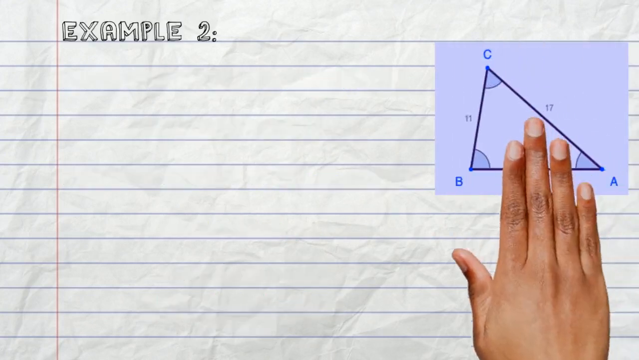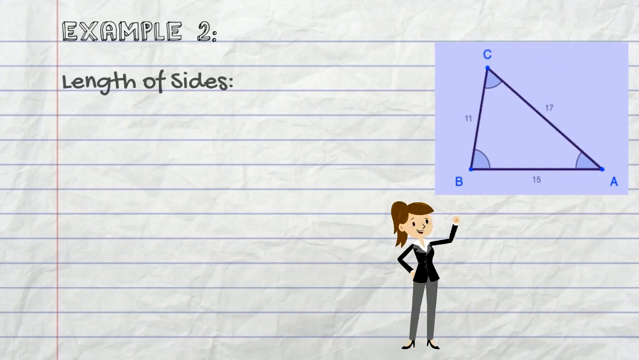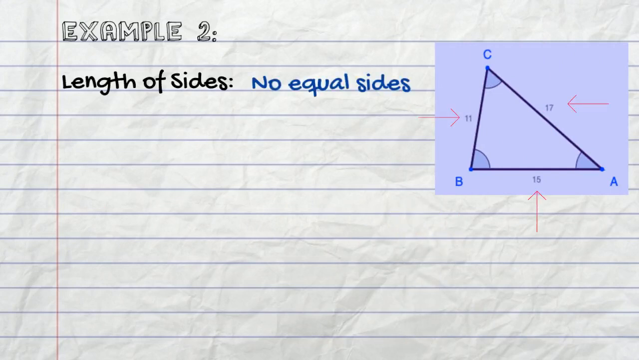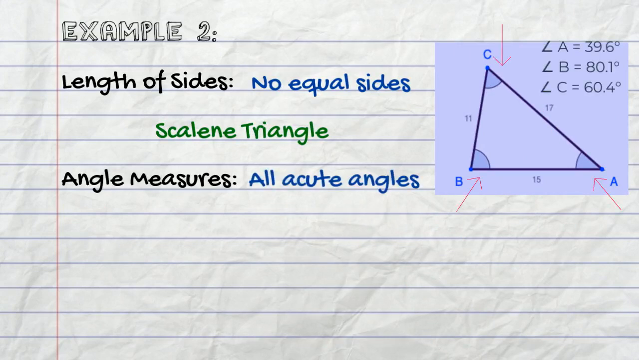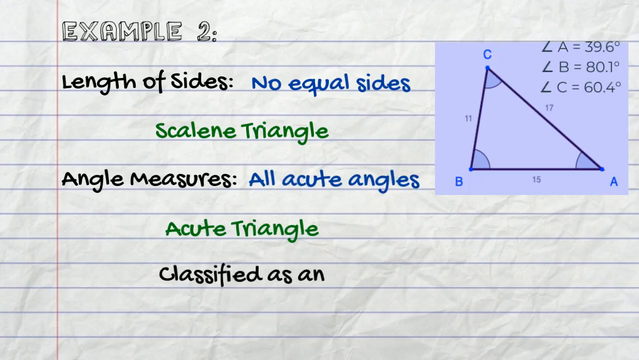Here's another example. This triangle has no equal sides, so it's a scalene triangle. It also has all acute angles, so it's an acute triangle. That makes it a scalene acute triangle.